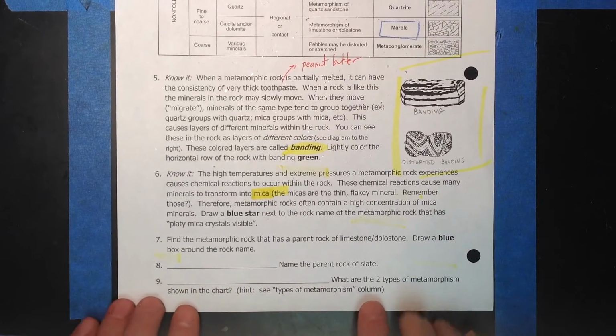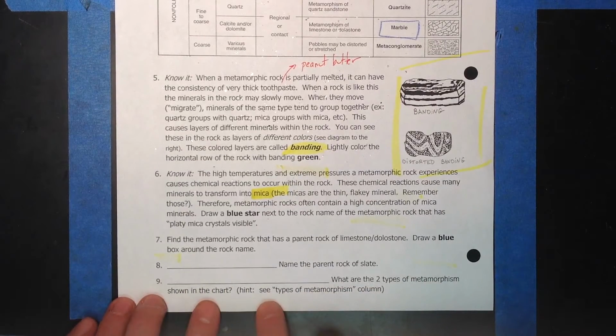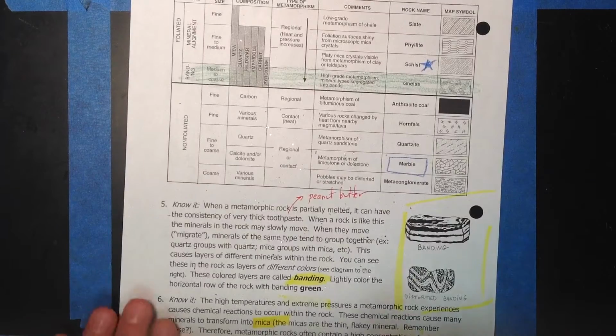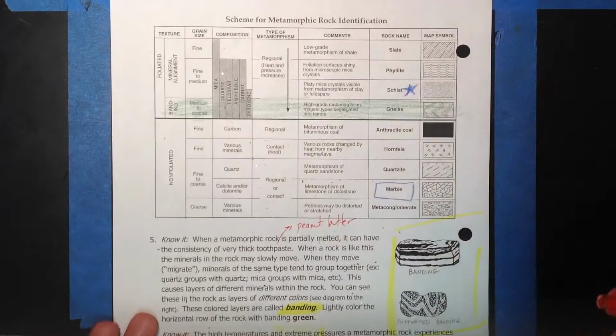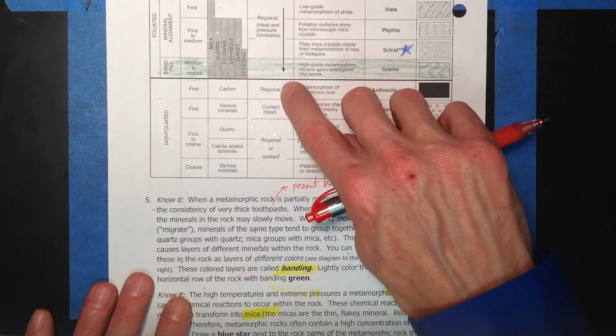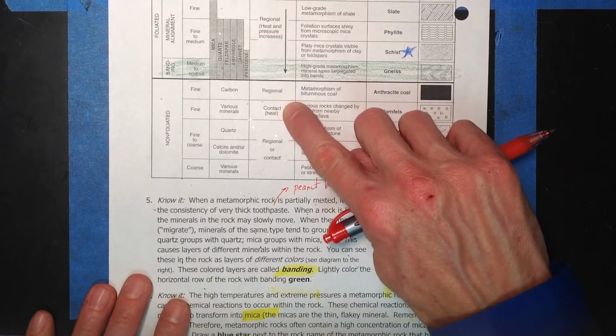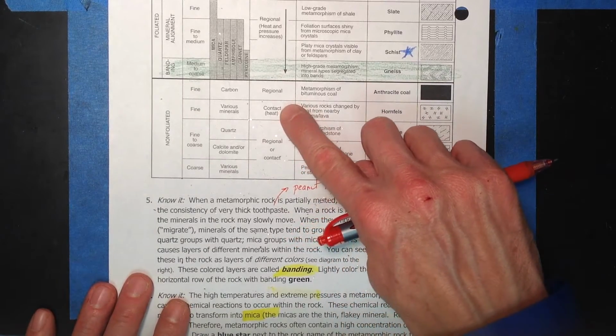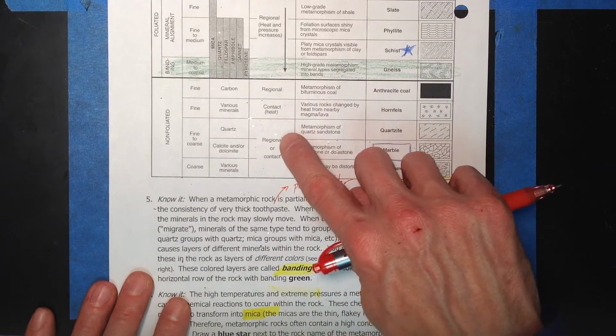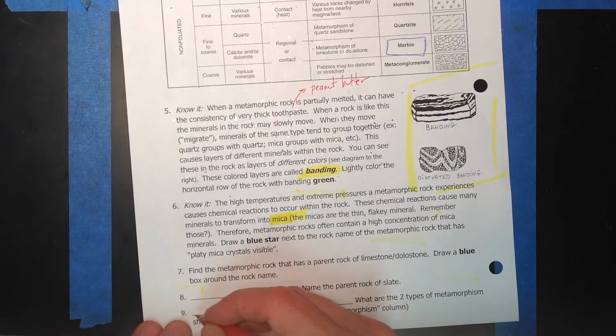Shale. And what are the 2 types of metamorphism shown in the chart? See the types of metamorphism column. So, there's regional metamorphism. That means it happens over a large region, a big area. And then you have contact, which means contact with heat. Oh, my rocks just fell. Like lava, magma. And then this is regional or contact. So there's 2 types.